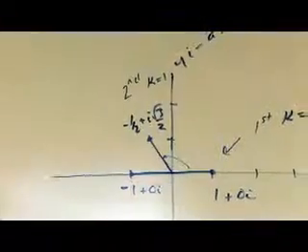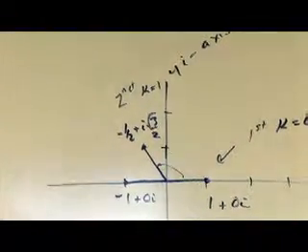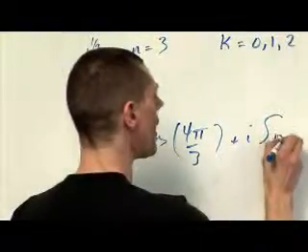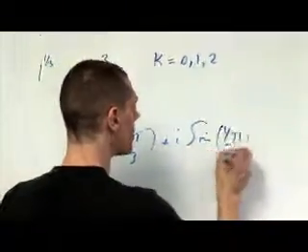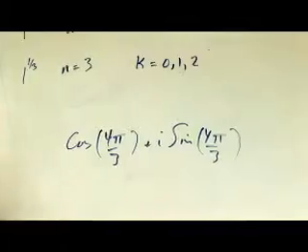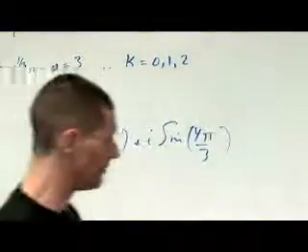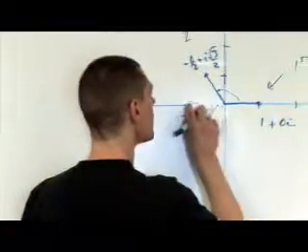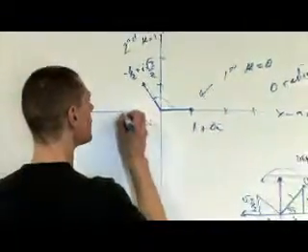Now let's do k equals 2. When k equals 2, we're going to have cosine of 4 pi over 3 plus I sine 4 pi over 3. This one doesn't come up that often, so I've got to think about it a little bit.